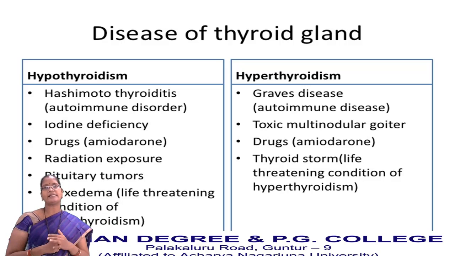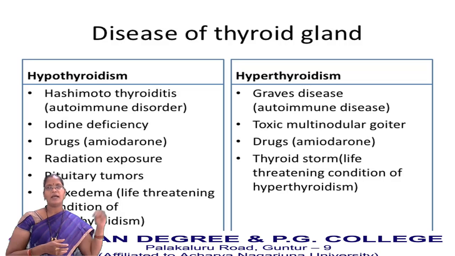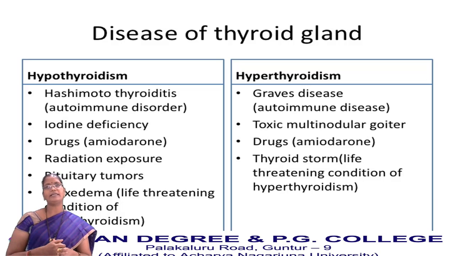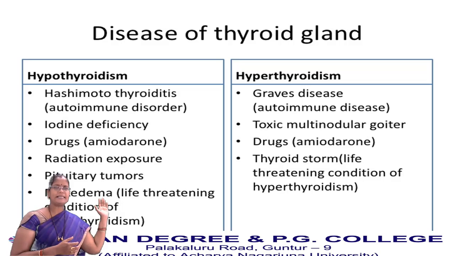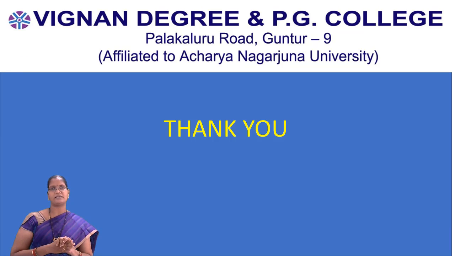Coming to hyperthyroidism, Graves' disease is classified under hyperthyroidism. And next, toxic multinodular goiter. That means nodules will be seen in the neck region. And thyroid storm relates to hyperthyroidism. These are the diseases related to the thyroid gland. So, by this we can say that thyroid hormone plays an important role, and simply we can say that thyroid hormone is controlling the entire functions of the system. Thank you all.